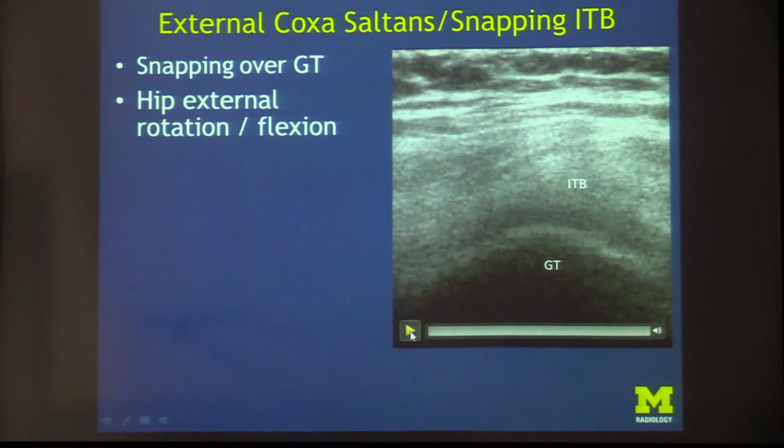Let's see if the video works. When the patient rotates his hip, and it did work a minute ago.